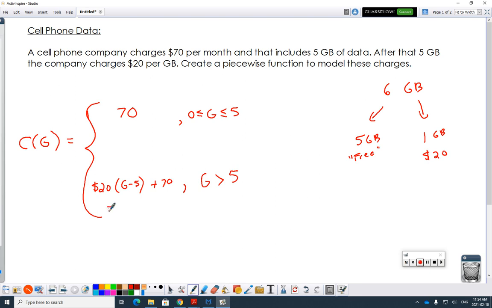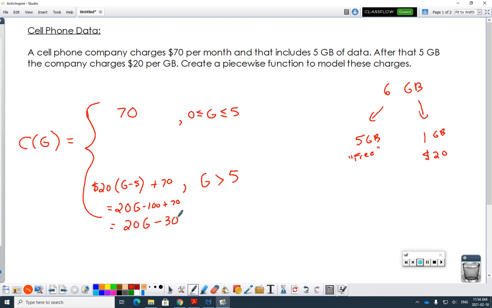So I think I'd get 20G minus 100 plus 70, and then I'll just tidy that up a little bit. 20G minus 30. This minus 30 is mysterious. Minus 30? Subtracting 30 off? Let me explain where it comes from.